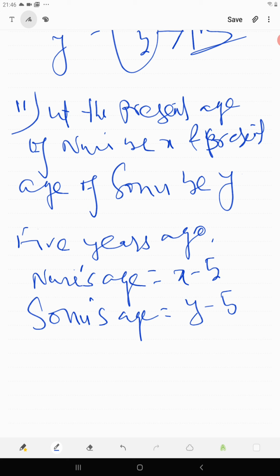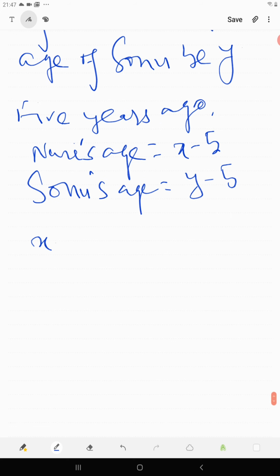Now the next portion will give me one equation. Noori was, what does it mean? Here Noori means Noori's age, so don't get confused. Noori was thrice as old as Sonu. So was is a helping verb, and I told you for a helping verb there will be equal to. Noori means Noori's age. So what was Noori's age 5 years ago? That was X minus 5, correct?